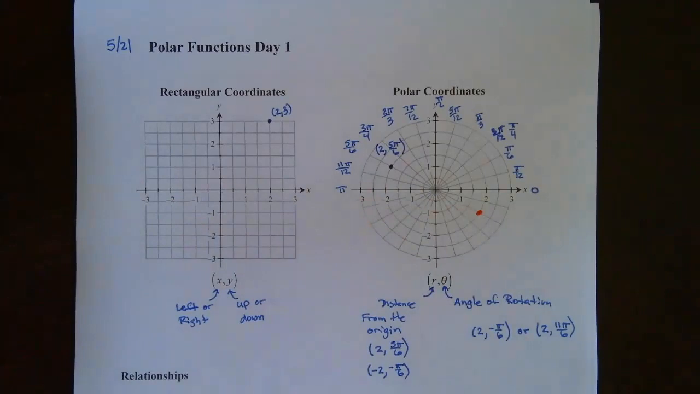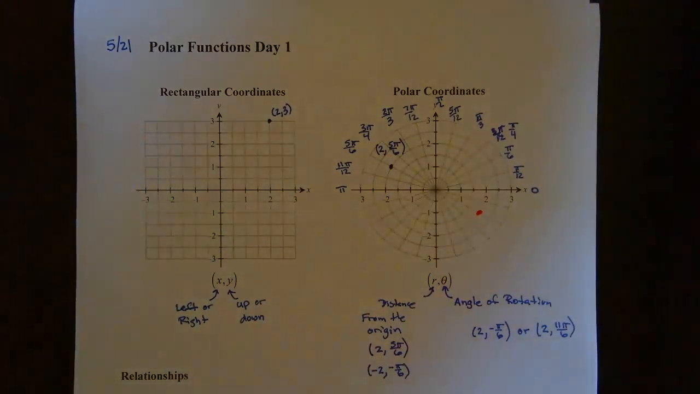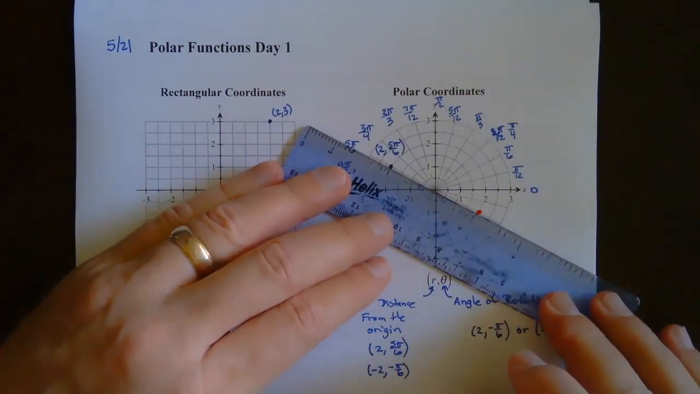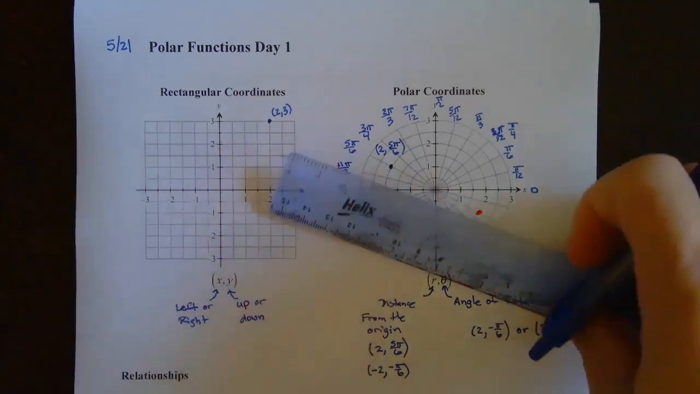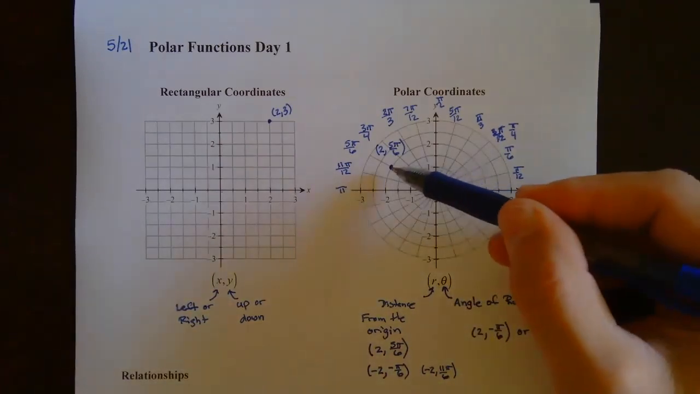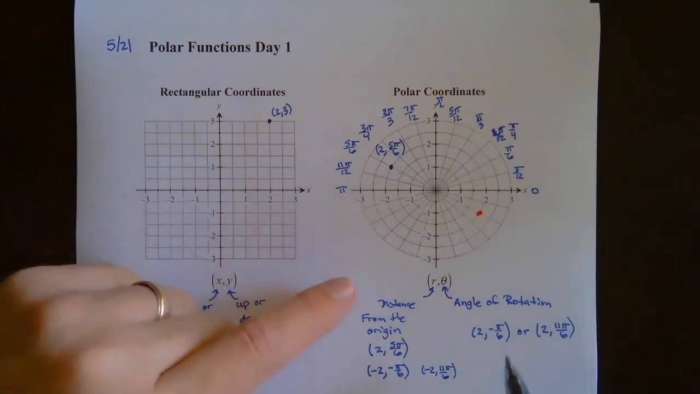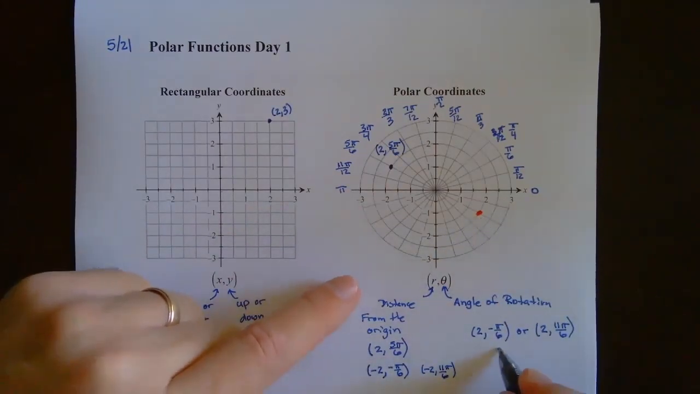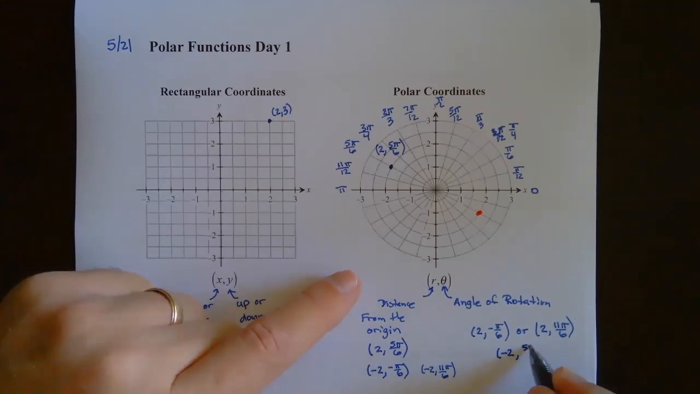Let me grab a ruler to show you. So these line up, right? Because they're directly opposite one another. You could also do this. This could also be negative 2 comma 11 pi over 6. That would still describe this one. This one is this point right here, and so this one could be written as negative 2 comma 5 pi over 6.